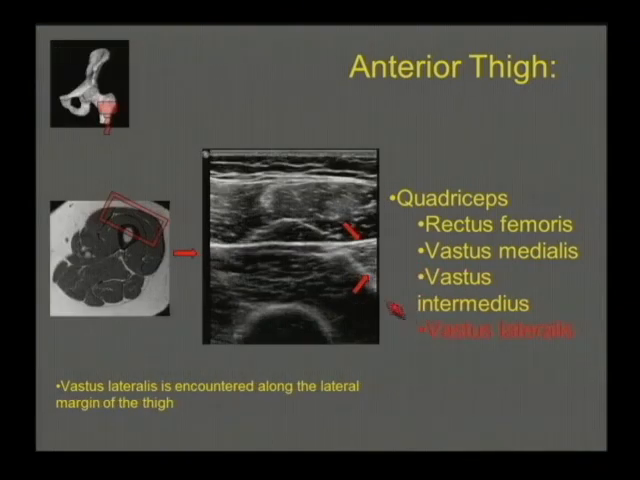Next, we'll look at vastus lateralis. Again, just by bringing the transducer, still oriented transversely to the patient, a little bit more over to the lateral side, and that muscle will come into view.